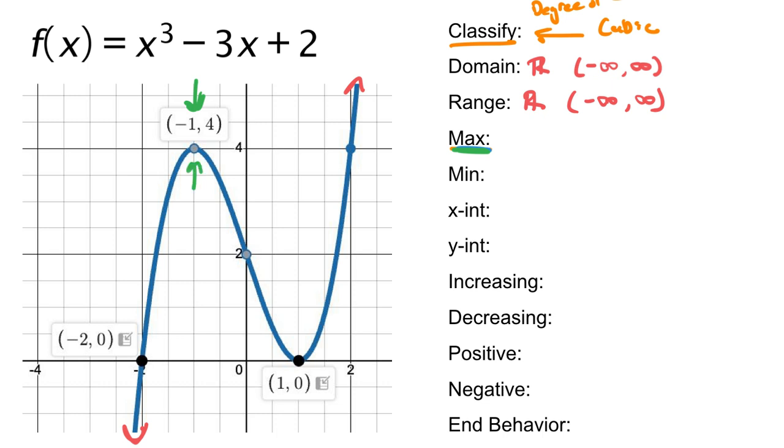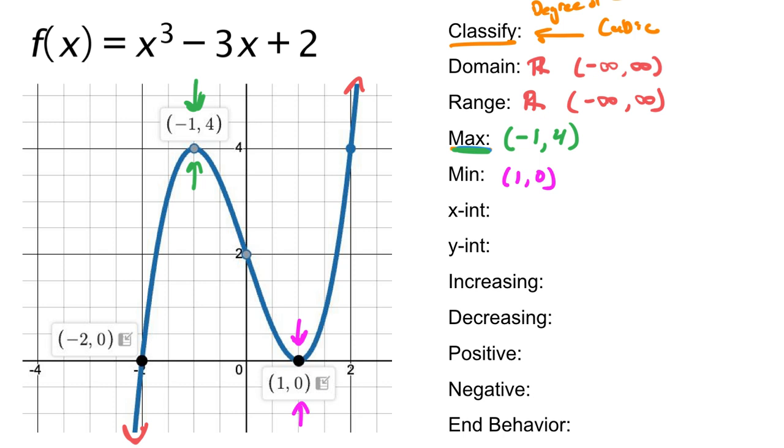Now, it's not the highest forever. I understand that. But it is a maximum point. So we're going to write that in there as a coordinate pair, negative 1, 4. And then what about a min? Does this graph have a min? Yes, it does, right here. That point right there is, in fact, a minimum. So we will list it, 1, 0.